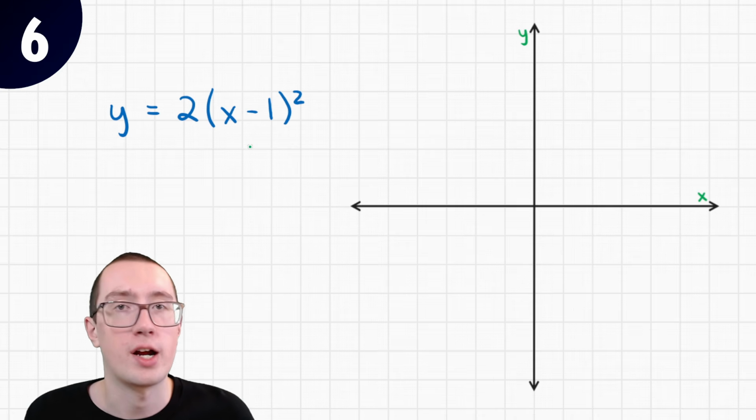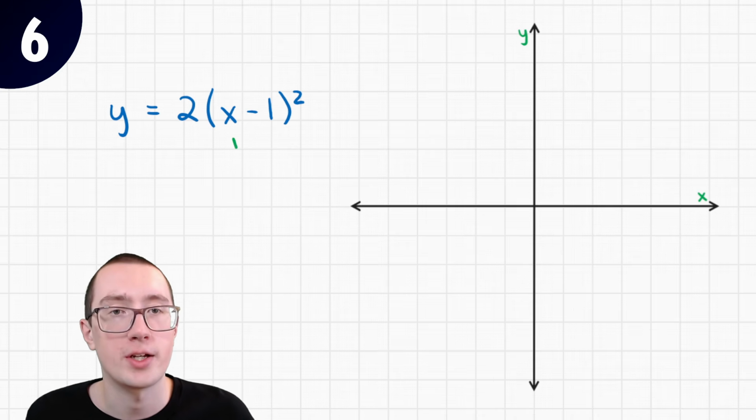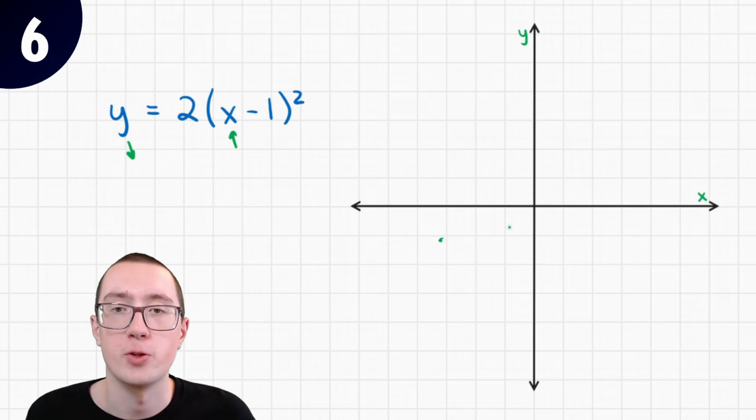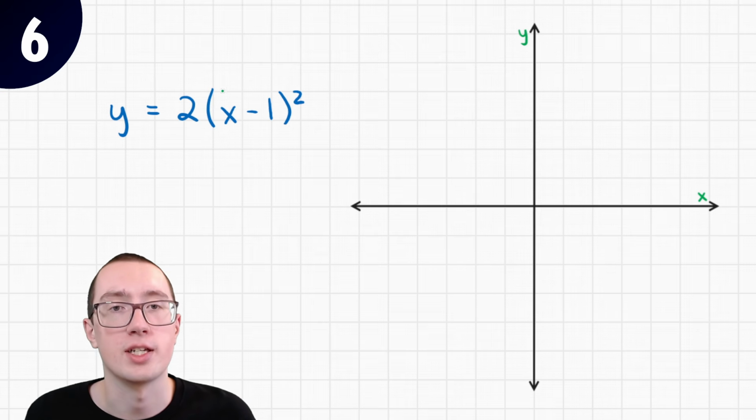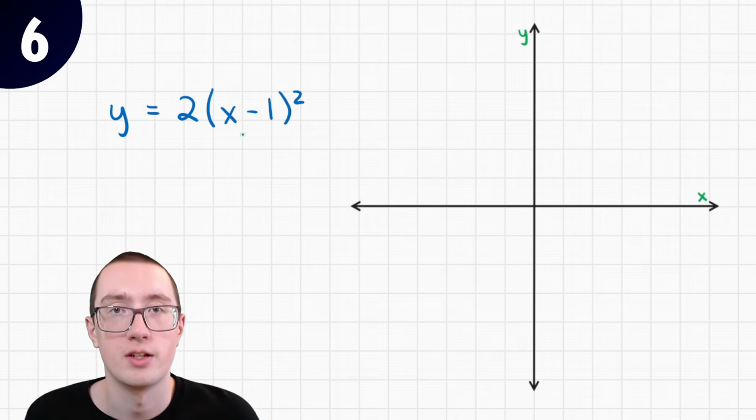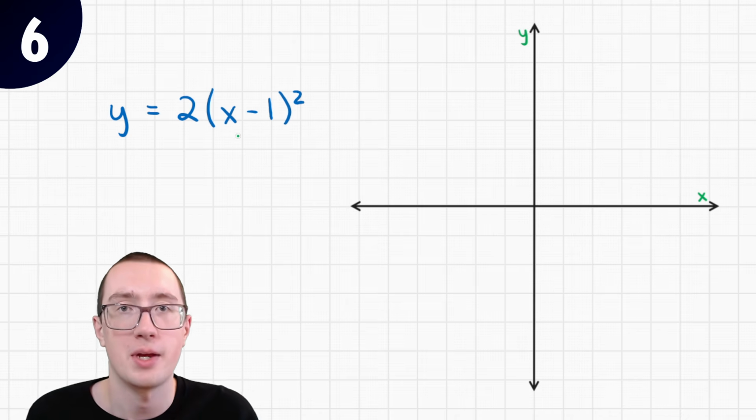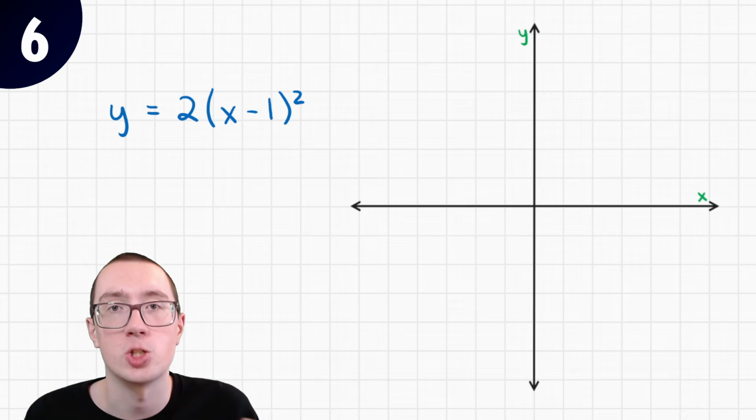Basically, if you wanted to graph any sort of equation, you could plug in numbers for x, see what you get for y, and then plot those points on your graph and connect them up with a line. But for equations like this, we can actually use a faster method called transformations. And to do that, we need to take a parent graph and then make changes to it.